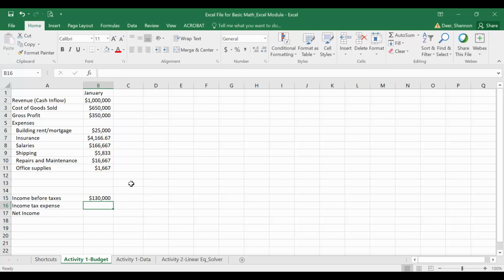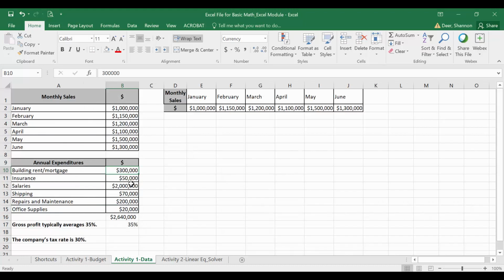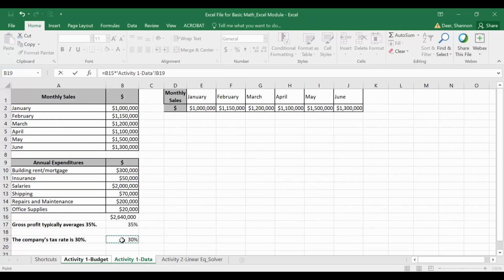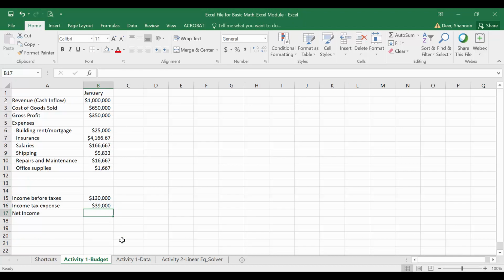To calculate income tax expense, I'm going to go back over to my data tab. And here again, I have a tax rate. So it says the company's tax rate. But again, that tax rate is embedded in a sentence. So I'm just going to move that tax rate over here into a cell of its own, format it as a percentage, and go back to the budget tab. In income tax expense, the formula is just going to be income before taxes times that tax rate over here on the other tab, and hit enter. Now I just need to calculate net income, which is going to be equal to income before taxes minus income tax expense. That term net income just means net of tax, so it's income after we subtract out our taxes.